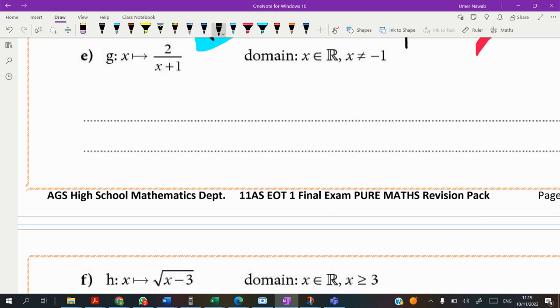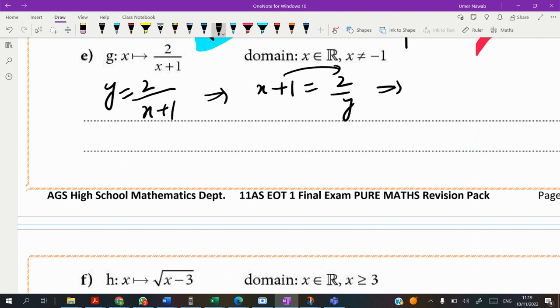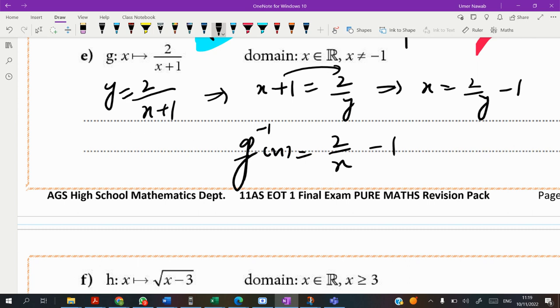Now I want to find the f inverse function for this. y is equal to 2 over x plus 1, change their positions. So x plus 1 is equal to 2 over y, send the plus 1 to the other side. So x is equal to 2 over y minus 1. So f inverse of x, or g inverse of x, is equal to 2 over x minus 1.